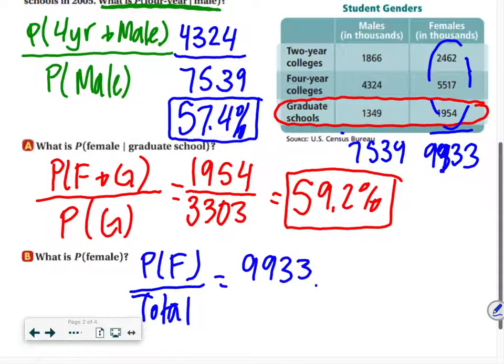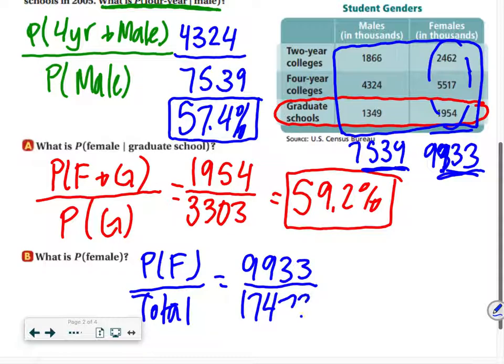Then to find our total, you need to add all of the six numbers. Or you can just take the two that we already found and add them. That's because we're trying to find the probability of only one thing. The total is 17,472. Good job. When I divide them to get a percent, I get 56.9%.